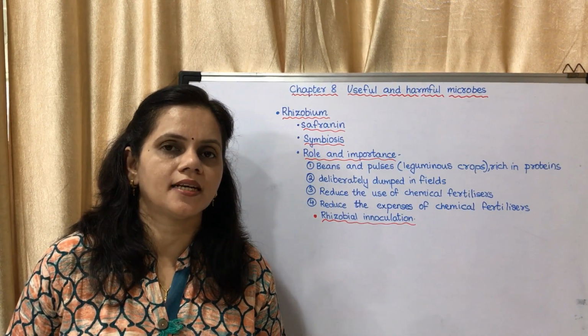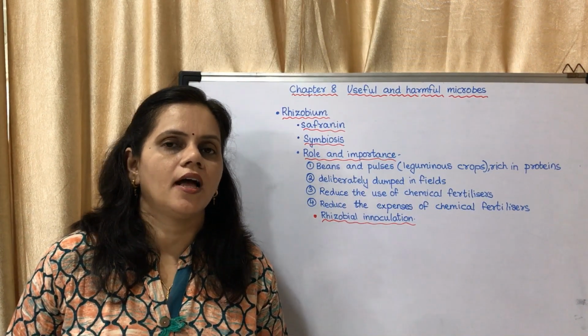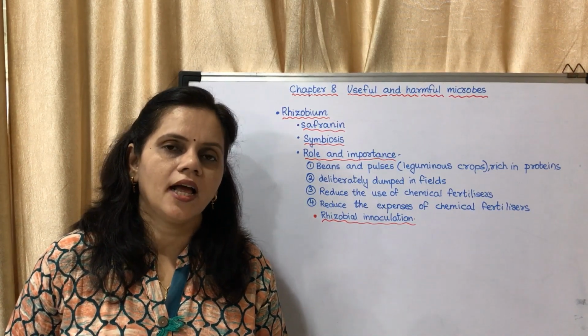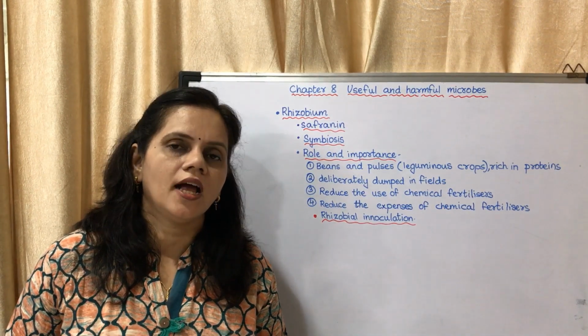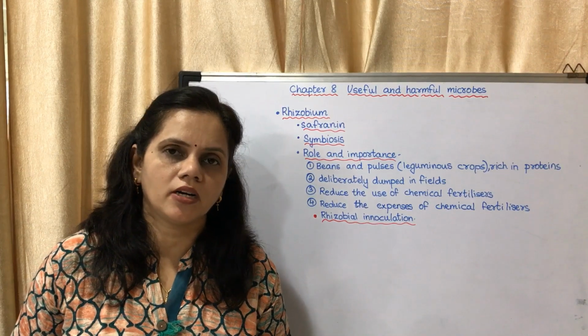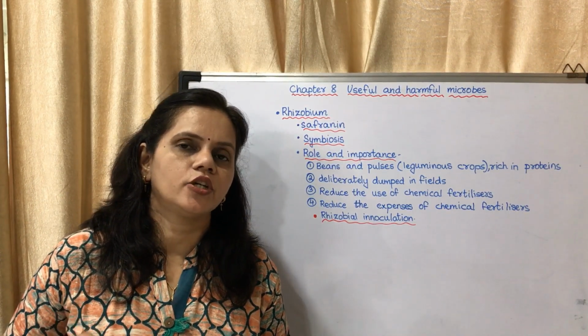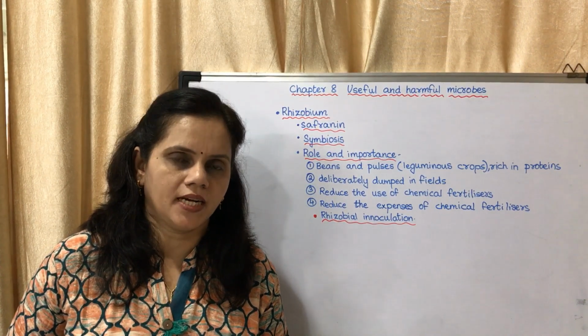Symbiosis means it is an association. Association means they are living together and helping each other. Two of them are living together and helping each other. So there is a mutual association and it is called symbiosis. So it is a symbiotic bacteria. Why? Because it is a bacteria which is growing in the root nodules of leguminous plants.